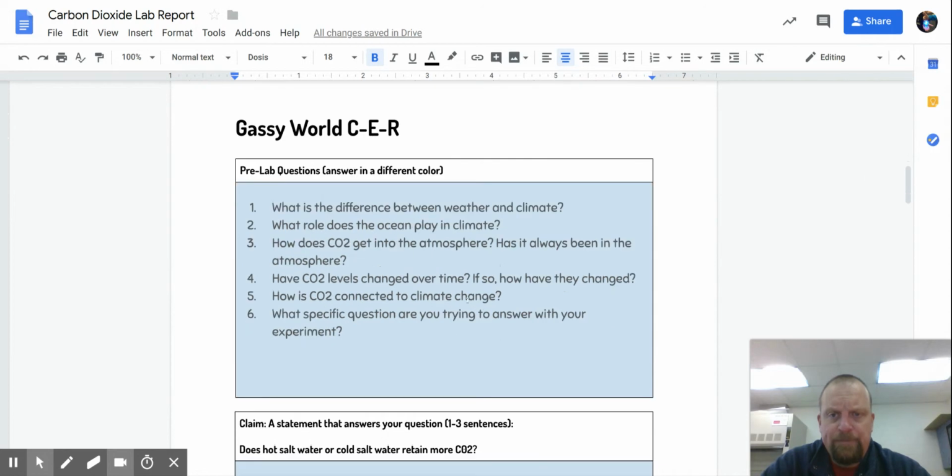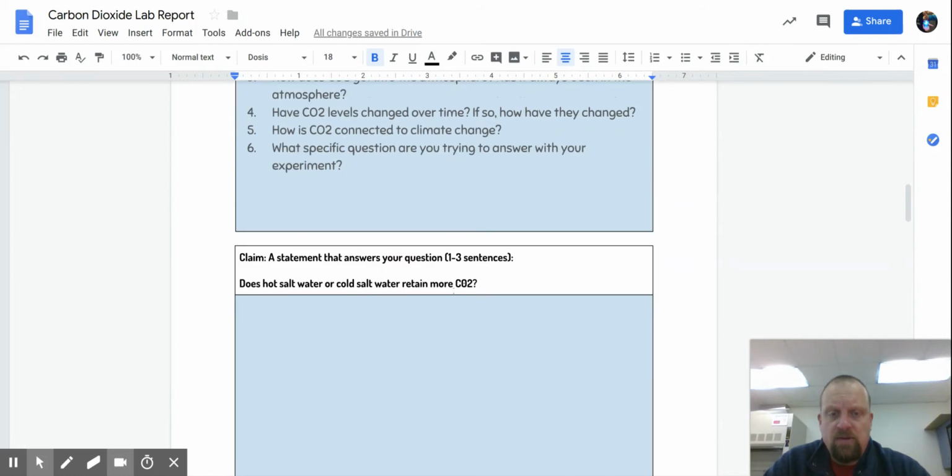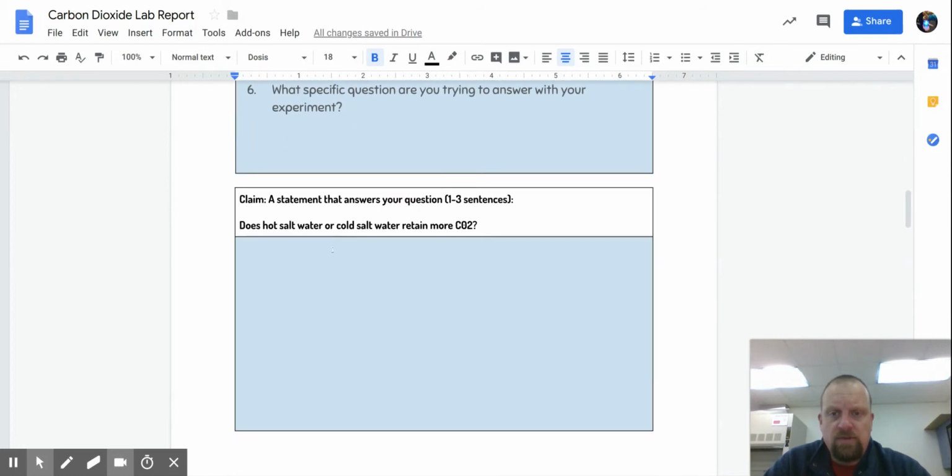The first stop is you're going to use your science notebook where you should have almost all the information that you need, and you're going to put in your responses to the pre-lab questions using a different color. Then you're going to create or put in your claim, which you've also written in your notebook. And remember, our question is, does hot salt water or cold salt water retain more CO2?